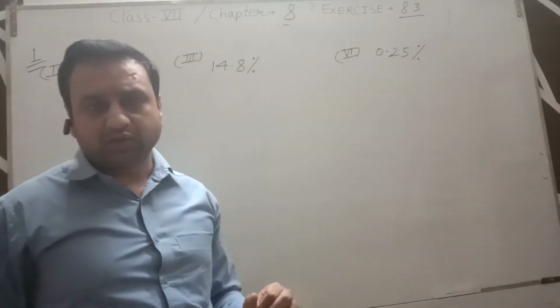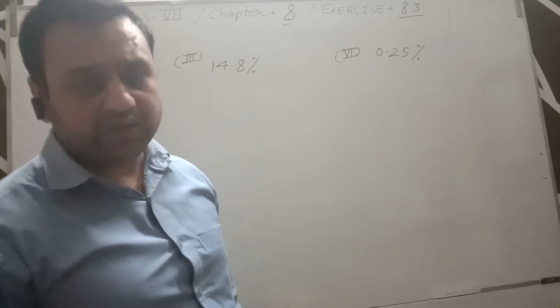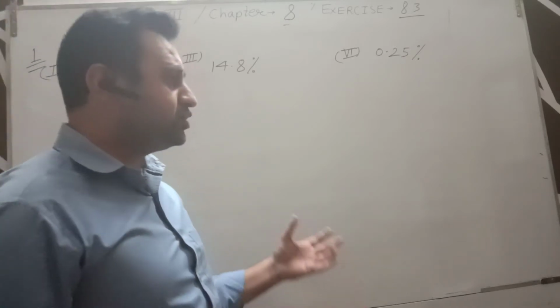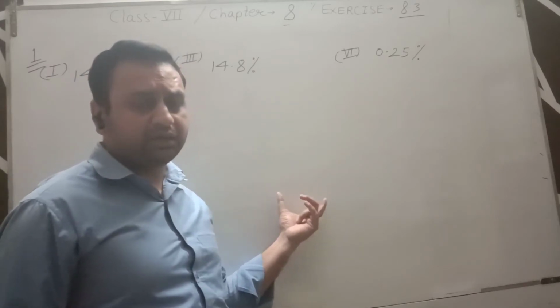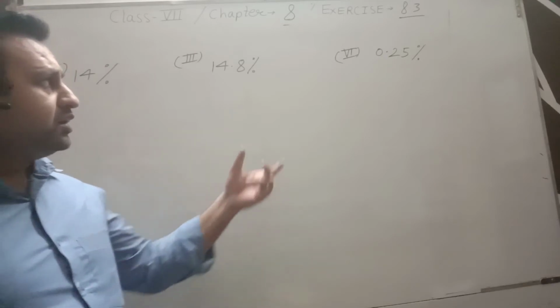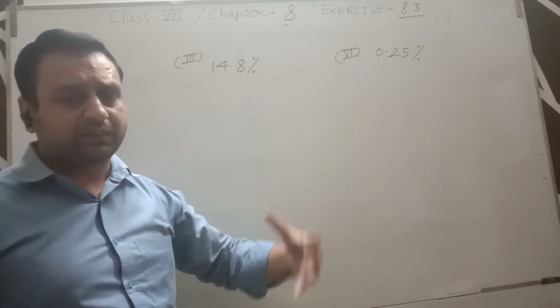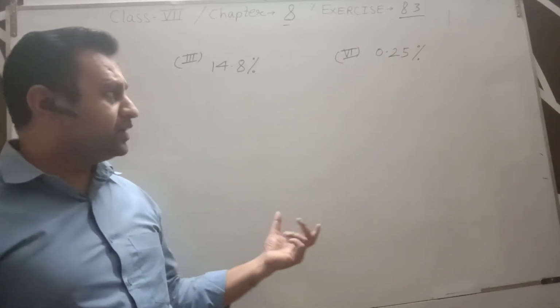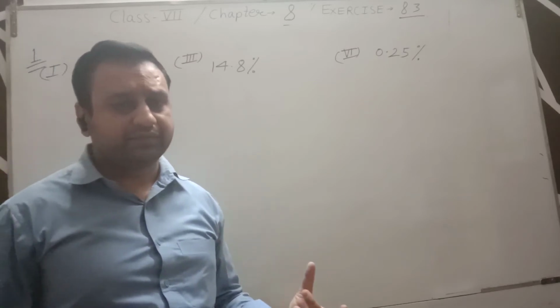In the previous video we completed exercise 8.2, in which we discussed ratios, and when two ratios are equal then we use the proportionality method, in which the product of extremes is equal to the product of means. Now the topic is percentage. Percentage is also used for comparing quantities, and in percentage the denominator is always considered as 100.